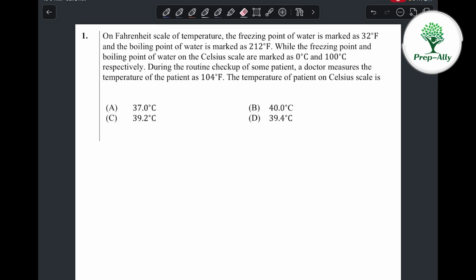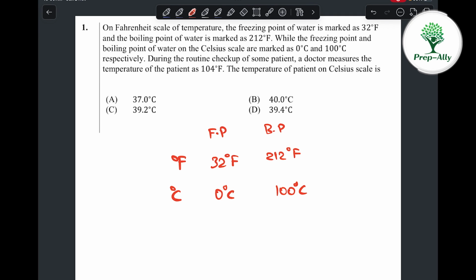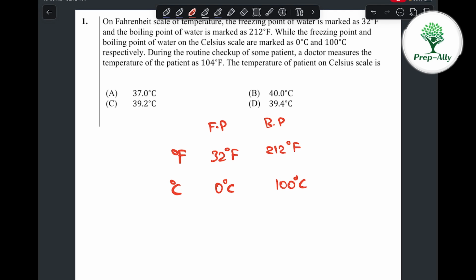On a Fahrenheit scale of temperature, the freezing point of water is marked as 32°F. What they are saying in this question is, I have a scale which is nothing but the Fahrenheit scale, where the freezing point of water is marked as 32°F, and the boiling point of water is marked at 212°F, and I have a degrees Celsius scale where 0 degree, as you all know already, and 100 degree is the boiling point of water. Now you have to convert 104°F into the Celsius scale.